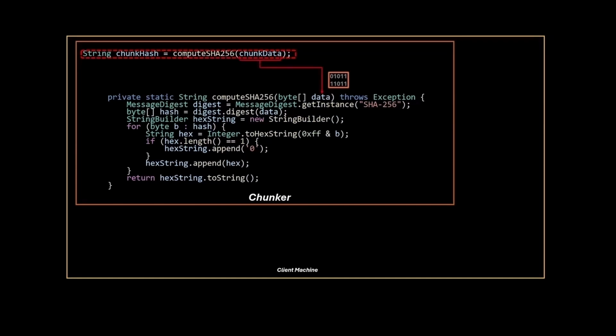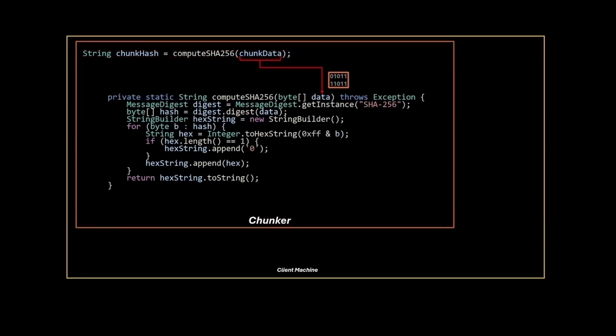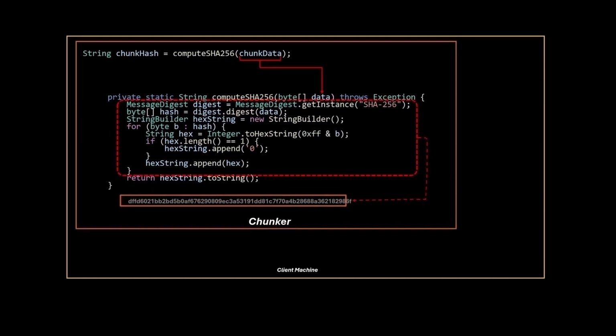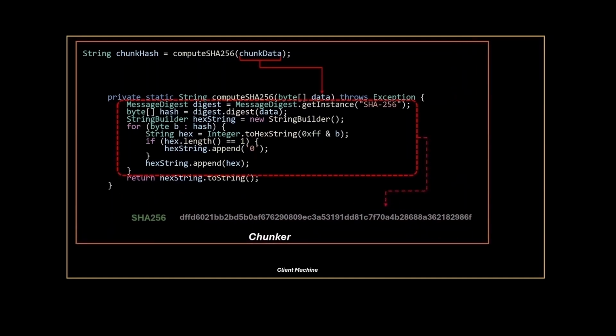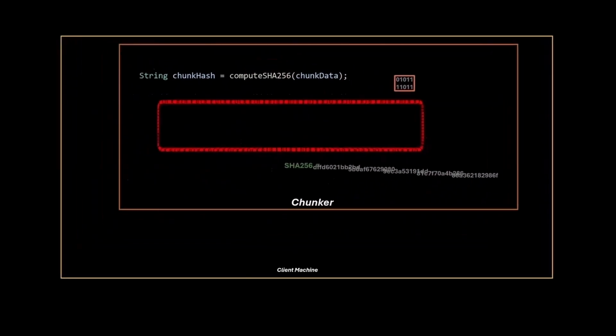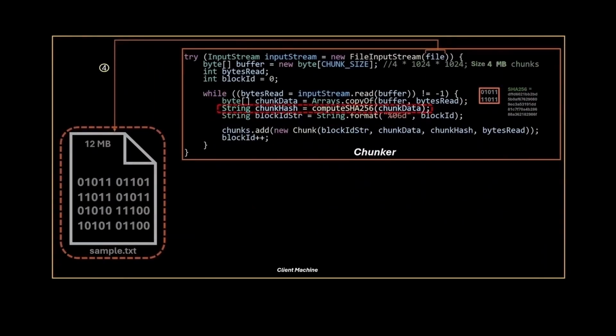We are passing this chunk data to the computeSHA256 method, and through the implementation of this method, we are calculating this particular string, which is nothing but the SHA-256 hashing of the passed on data. So this is the passed on data, and this is the SHA-256 calculation of this particular data. Once the calculation is done, we return this SHA-256 hash back to the while loop and initialize the chunk hash with this string.